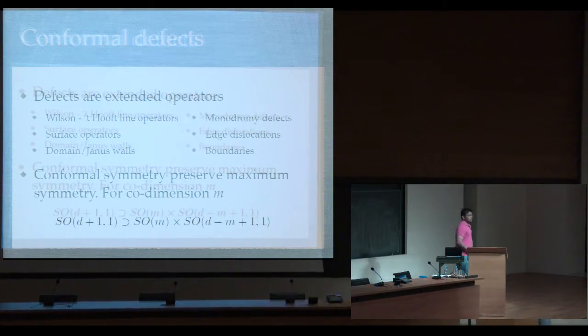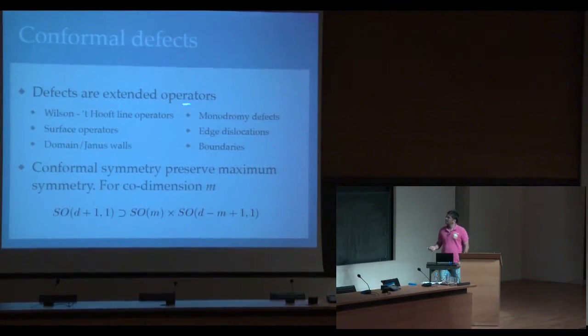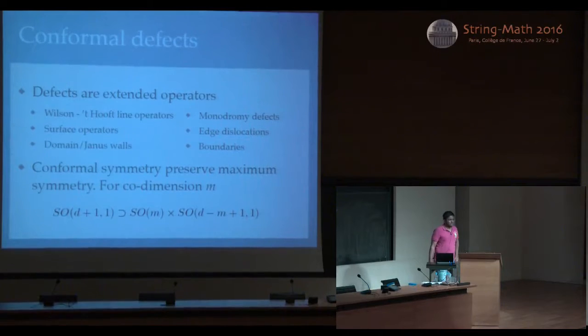In addition to local operators, conformal field theories also have another interesting class of operators, namely extended operators or defects. Some of the familiar defects are Wilson and 't Hooft line operators in gauge theories, surface operators, or domain walls or Janus type walls, monodromy defects, or if the CFT comes from a lattice, there could be edge dislocations in the lattice, or even boundaries. All these can be thought of as defects in the formalism that I'm presenting.